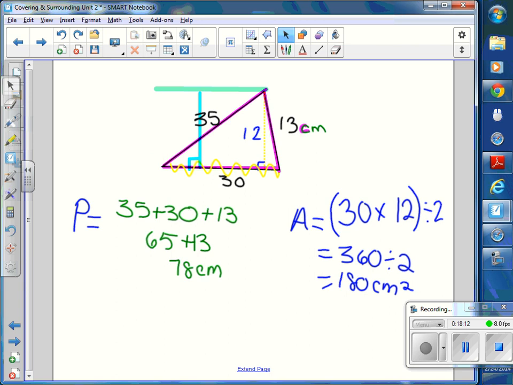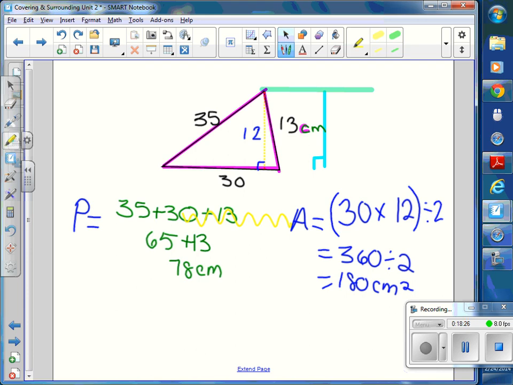A lot of times you'll see the height inside the triangle, but you might see the height sometimes out like that. They may show it out like this, where sometimes they'll extend and show it out like that, but usually they show it inside. But did you notice that didn't change? It's still the height.